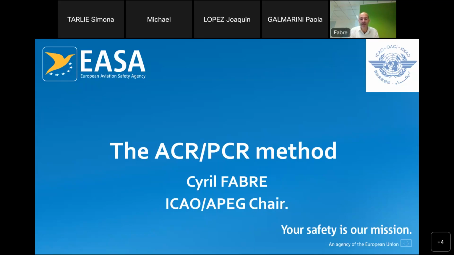So it means that the ACR-PCR is not only a question of compliance with regulation, but also a question of how the regulation can support a better pavement management at airports for the benefit of all of the stakeholders involved in airport operation. So if you want a new system to perform better, we need to understand its fundamentals in order to be sure that its implementation will meet the expected added value.